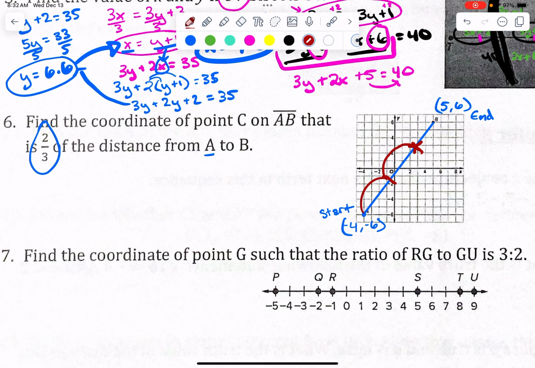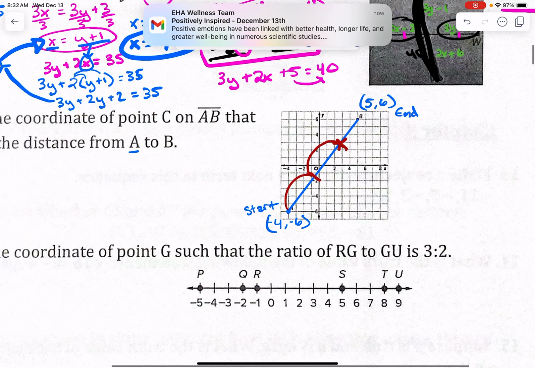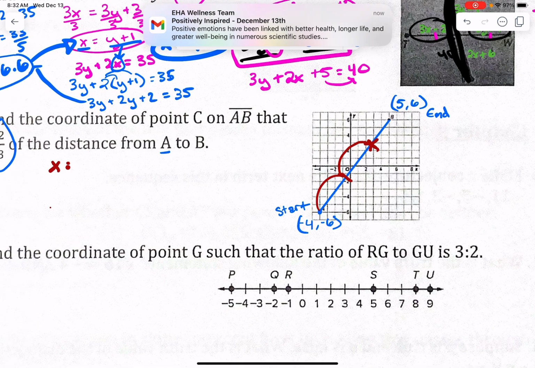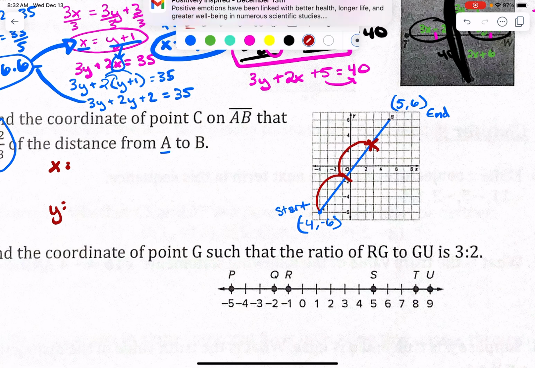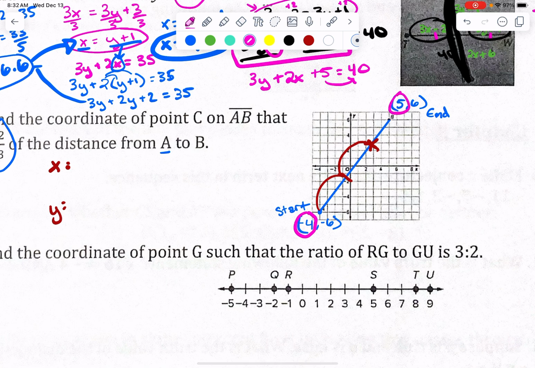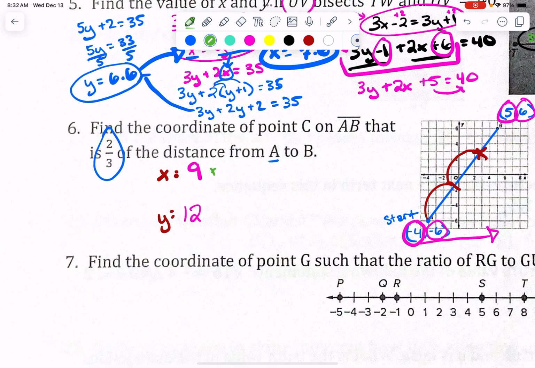Now, the way that we do this, 2/3 of the distance, we have to figure out, in the x direction, how much am I going, and in the y direction, how much am I going, okay? And then we take 2/3 of that, all right? So going from -4 to 5, I'm going a positive 9 units, right? I'm going to the right 9 units. From -6 to +6, I'm going up 12 units in the y direction, okay? I don't want to go that much. I only want to go 2/3. So I'm going to multiply by 2/3. 2/3 of 9 is 6, and 2/3 of 12 is 8. Okay, you can figure that out in your calculator, if you want to do that.